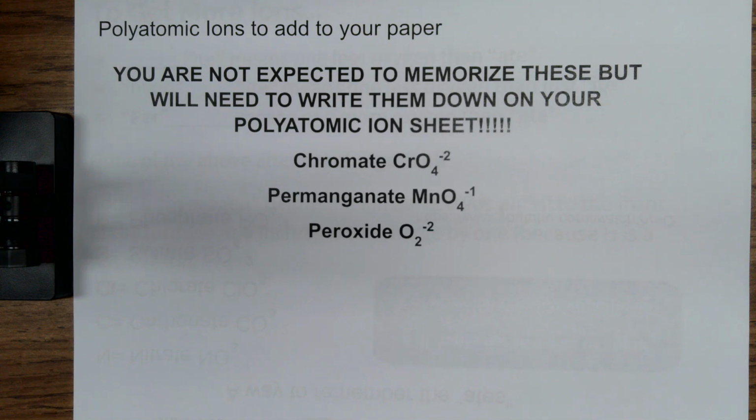These polyatomic ions are going to keep coming up. They're a big thing here in our nomenclature unit. They're a big thing when we get into balancing equations, Unit 7, when we get to stoichiometry, Unit 8, and when we get to Unit 10. It's very important that we memorize those 16 polyatomic ions and we are aware of these 3: chromate, permanganate, and peroxide.